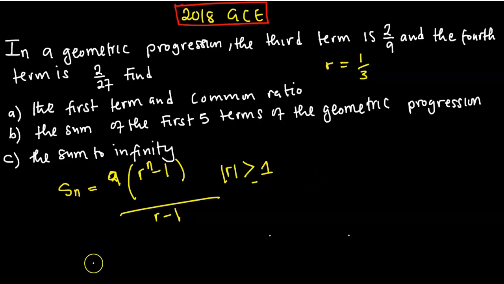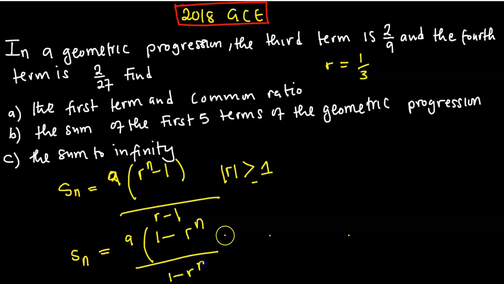Then the other one that you use is the sum of the nth term equals a times (1 minus r to the power n) divided by (1 minus r). This one you use when r is less than 1. So which one do we have? r is less than 1. 1 over 3 is less than 1. So we are going to go for this one.